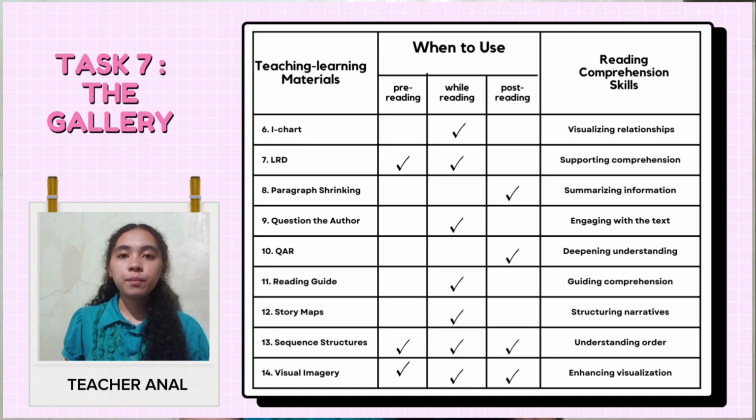When to use: post-reading. The reading comprehension skill: deepening understanding. Question-Answer Relationships, or QAR, helps students categorize questions based on their relationship to the context, which encourages them to think critically about what they have read.